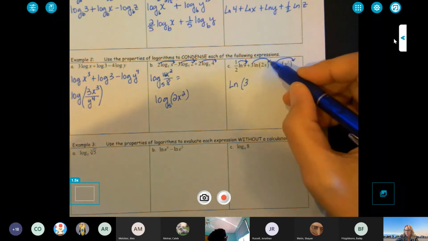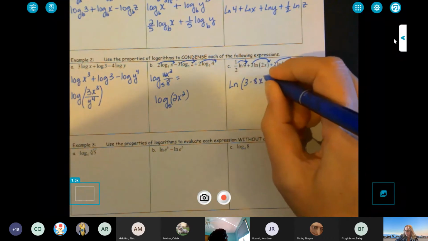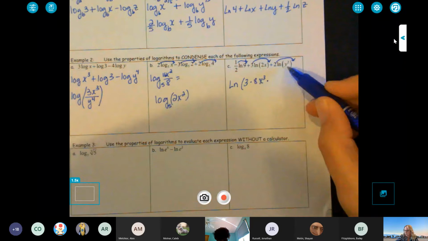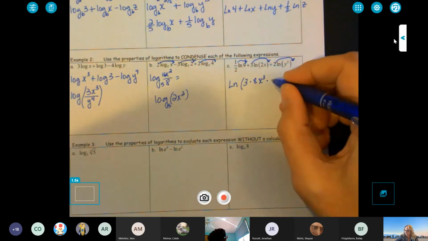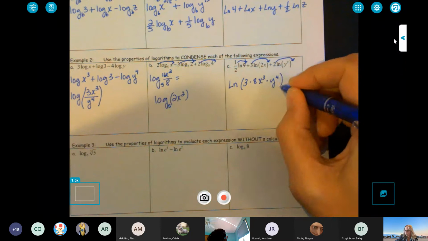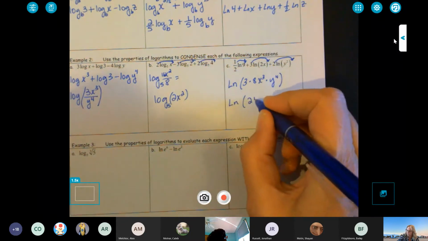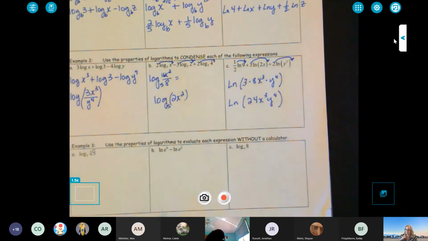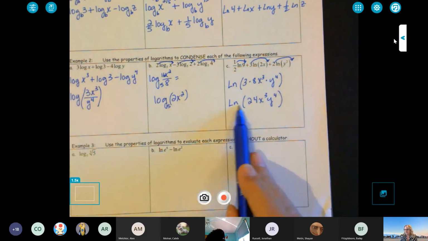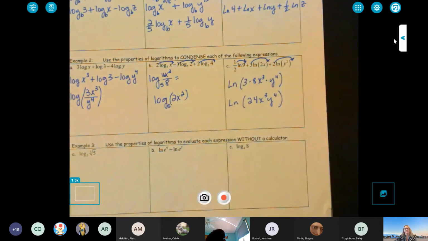2x, the quantity cubed, is 8x cubed. Y squared to the 2nd is y to the 4th. So your final answer condensed is the ln of 24x cubed y to the 4th. So this would be the condensed version of this.